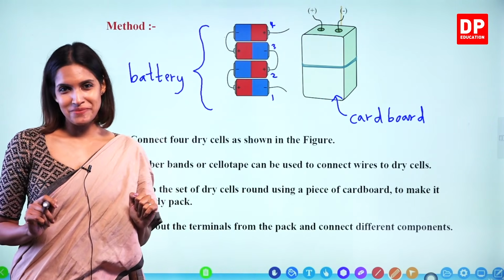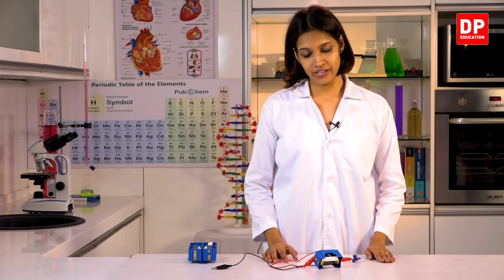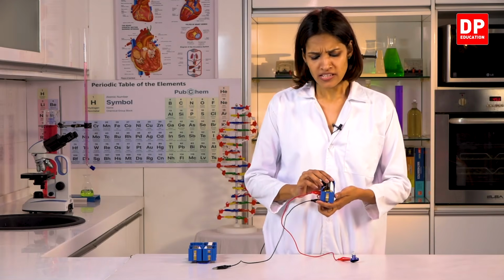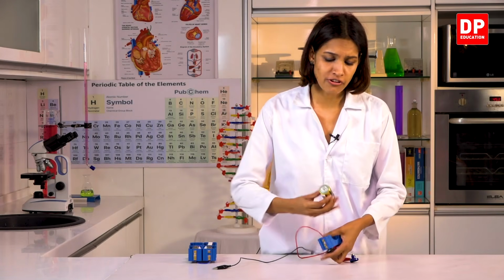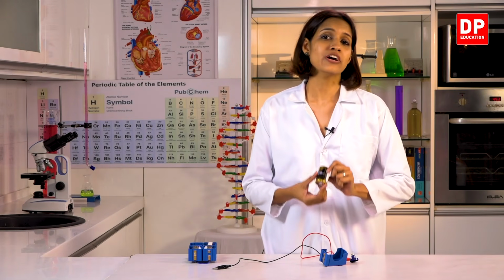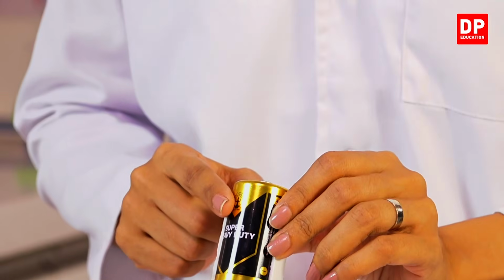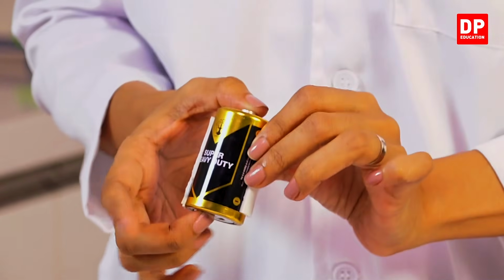So we will do the experiment now. Now we are going to study the function of a cell and a battery. Now you all know that dry cells are single units. Now remember, in day-to-day life, we call this one a battery, right? But this is only a single unit. I am going to show you what a battery means and what a cell means. Now this is a single unit and this is known as a cell. Now this is the dry cell. So we will see what happens.